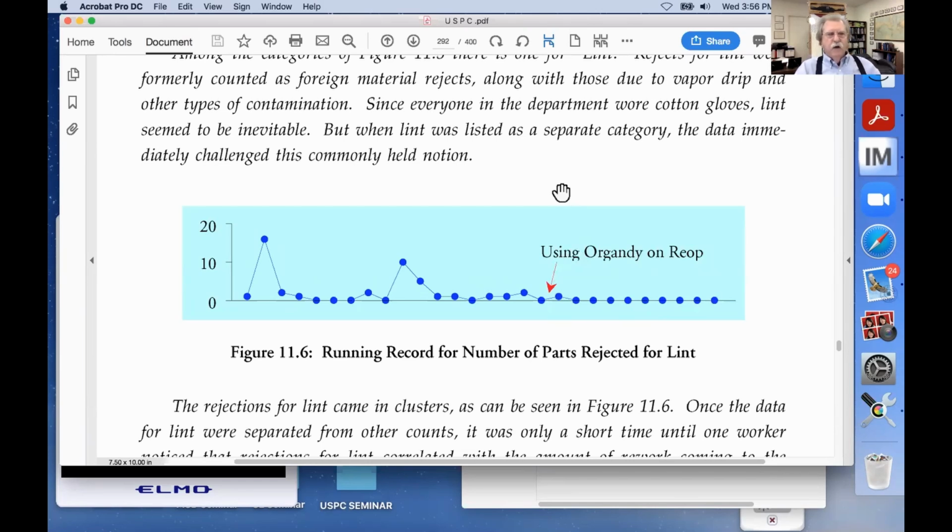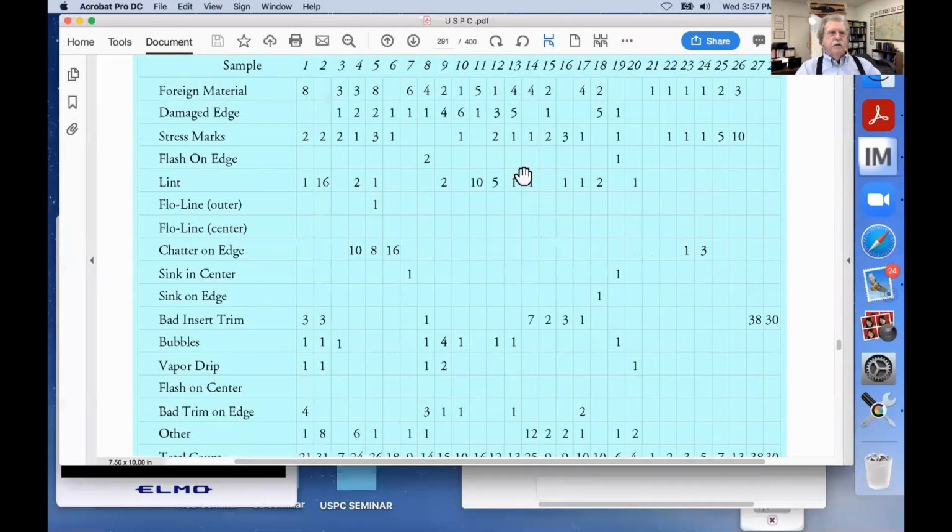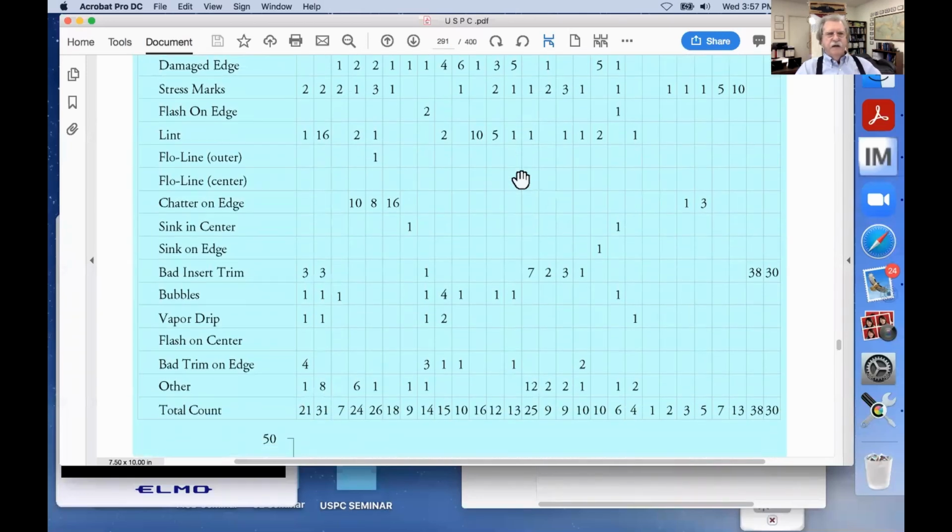You can't turn it off until you can identify it. You can't identify it as long as it's just foreign material in general. You see, it's the disaggregation that makes the counts effective.